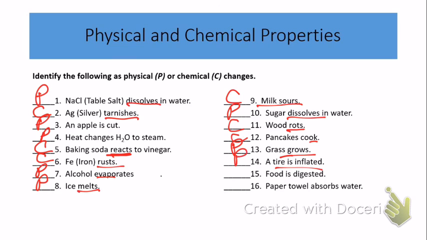Inflate a tire, that's going to be physical. Digestion of food is going to be chemical for the most part, unless you're chewing it. That's a physical process, as we mentioned earlier. And then a paper towel absorbing water, that's just going to be physical. All right, so here are some ideas about chemical and physical changes, and really that's all I have for this particular lecture video. Make sure you study your notes super well and prepare for the quiz over it.